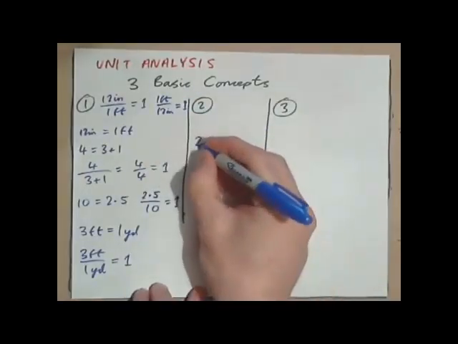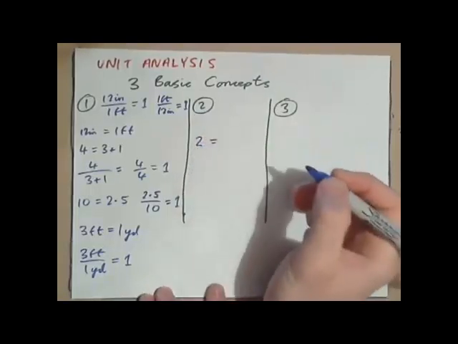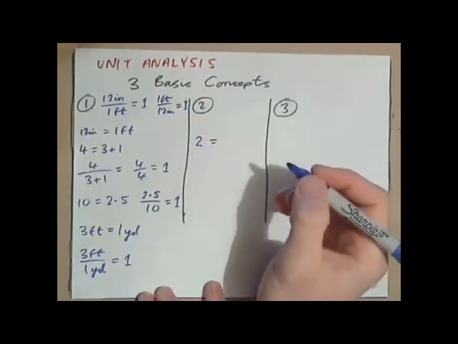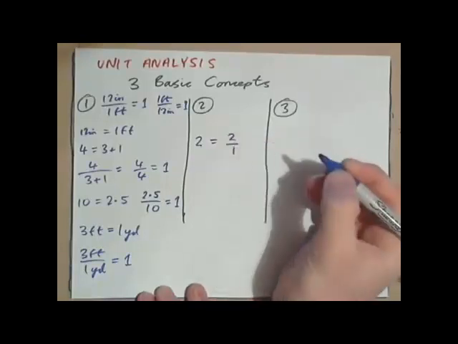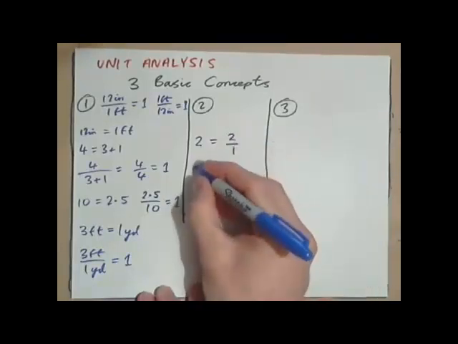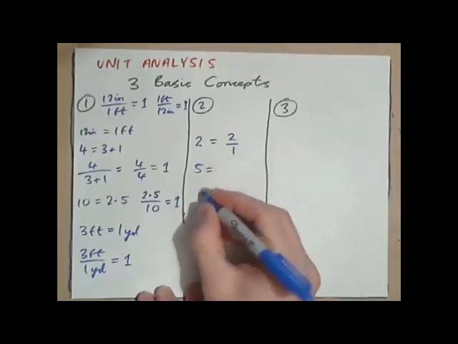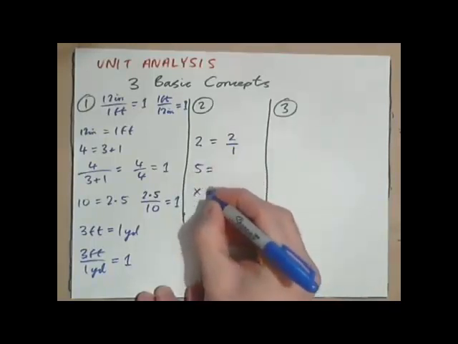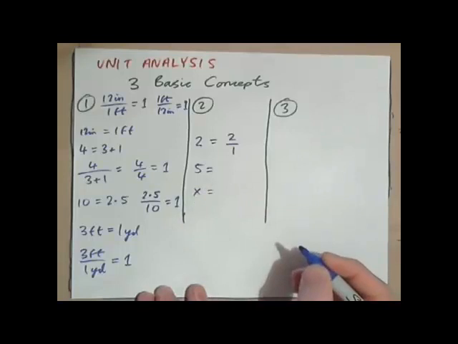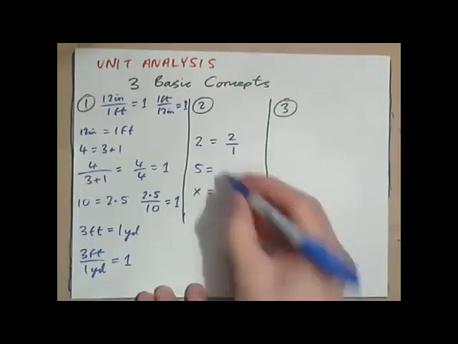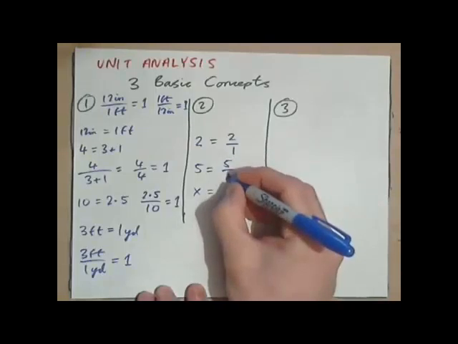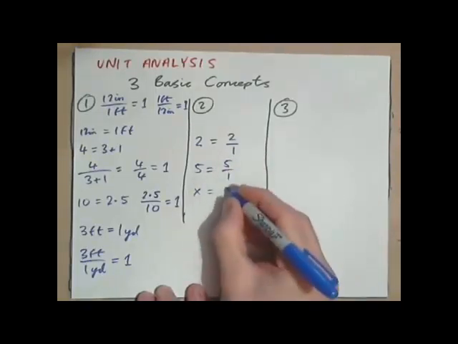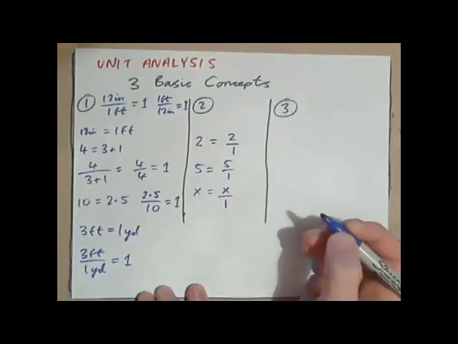Second concept is the number 2 can be written as a fraction. Write 2 as a fraction. 2 can be written 2 over 1, right? Write the number 5 as a fraction. Now write x as a fraction. 5 can be written 5 over 1. What's 5 divided by 1? It's 5, right? X is the same as x over 1.